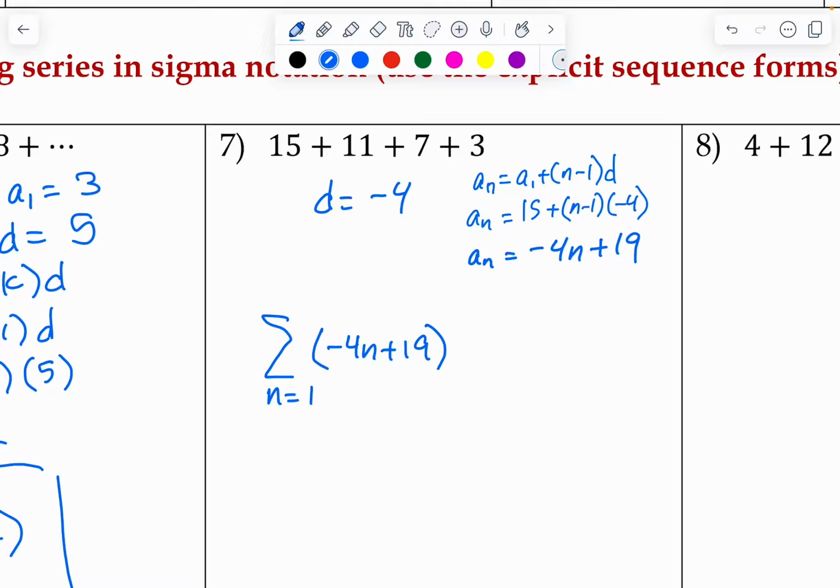Okay, it goes from 1 to, well, here's the first term, here's the second term, the third term, and the fourth term. So it's going from n goes from 1 to 4.